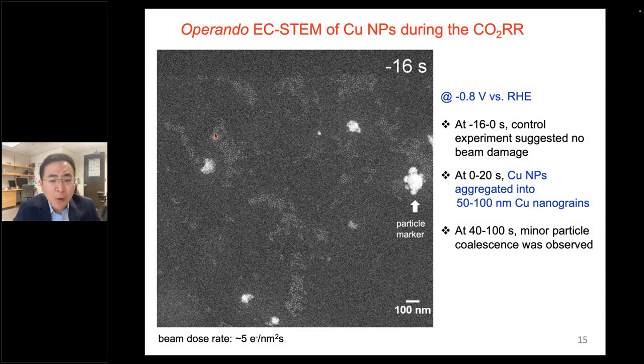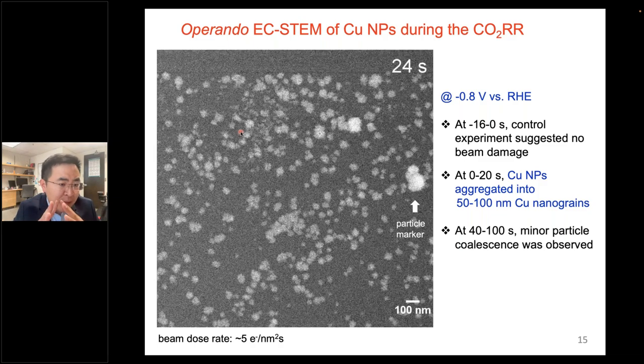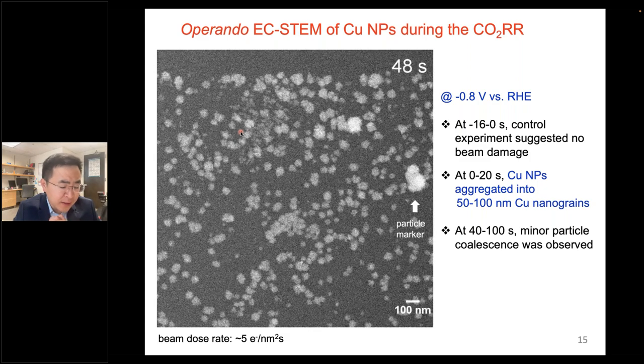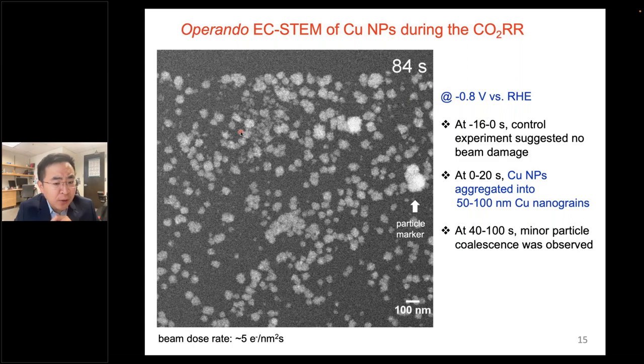And what I'm showing you here is actually an important strategy to demonstrate there's no concern of beam induced damage. What we're going to do is a counting down strategy by acquiring a STEM movie without electrochemical bias. We know that if we show no change without a bias, by the time we apply bias at 0 second, the change is primarily induced by the electrochemical potential. And at 0 second, you can see those particles quickly evolve into something much bigger that looks polycrystalline, right? What we are showing here is primarily a particle aggregation and coalescence process, and this happens very fast.